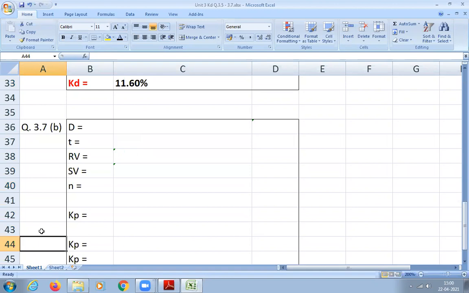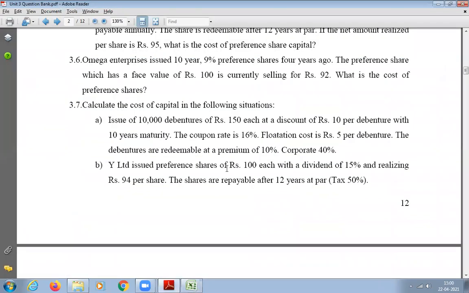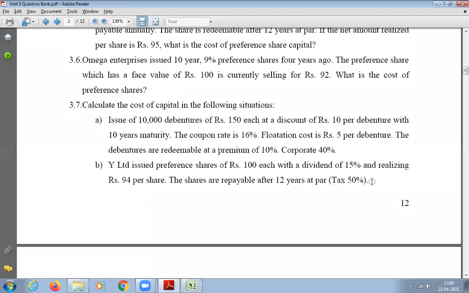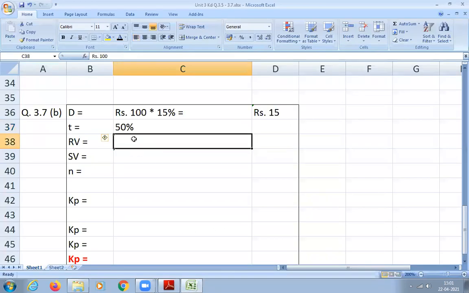The second part is he has given you preference share. Face value is how much? 100. And what is the dividend rate? 15. So calculate 100 into 15. How much you'll get? 15 rupees. Clear? And T is how much here? 50%. Then RV, how much is RV?